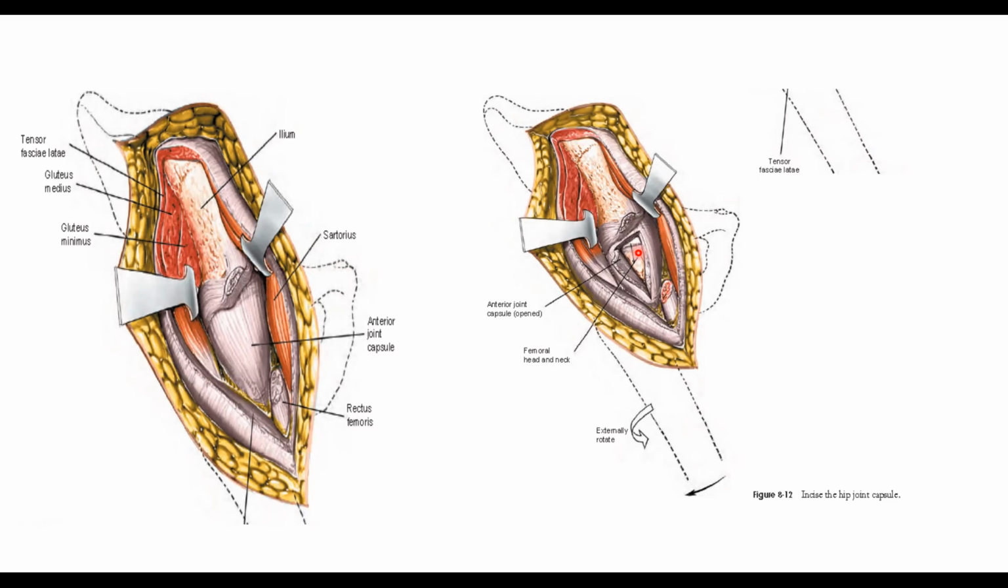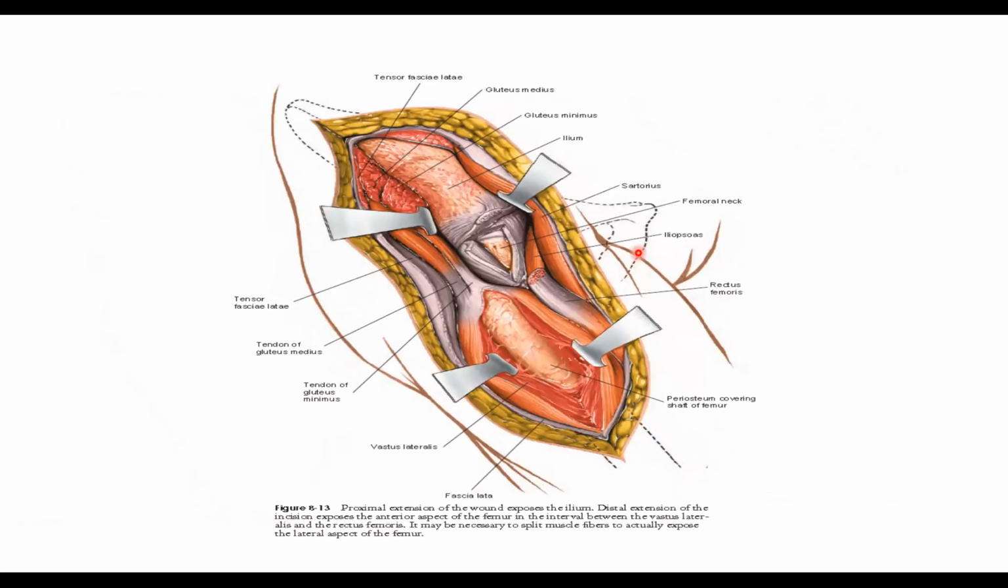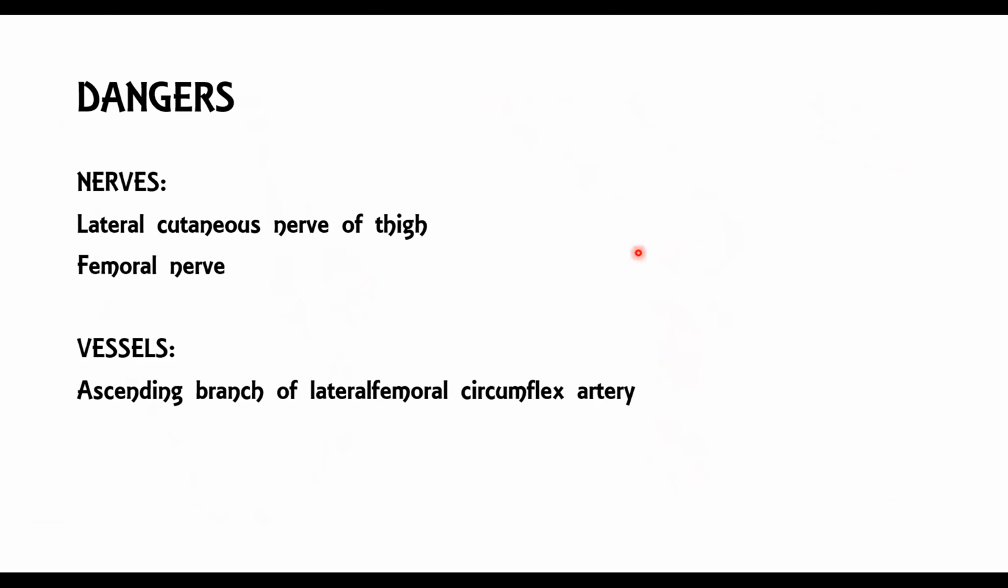If you want to do an extensive open reduction, you can go from the anterior approach. Capsule is open. If you want further, you can open. The anterior limb can be extended towards the shaft of the femur by retracting the vastus lateralis laterally. We already discussed the dangers: nerves, lateral cutaneous nerve of thigh, and femoral nerve. We also have vessels, the ascending branch of the lateral circumflex femoral.